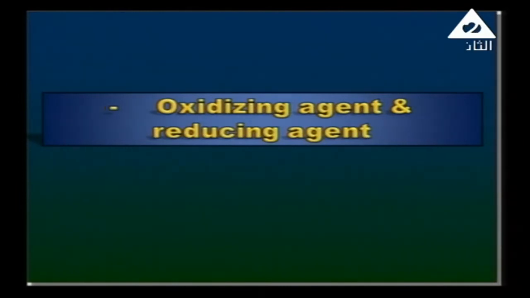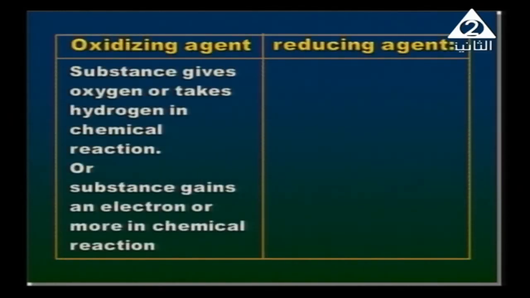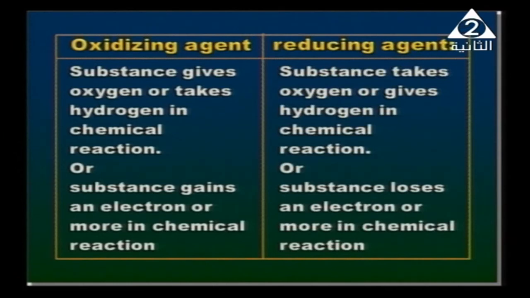Show the difference between oxidizing agent and reducing agent. Oxidizing agent is a substance that gives oxygen or takes hydrogen in the chemical reaction, or a substance that gains an electron or more in the chemical reaction. Reducing agent is a substance that takes oxygen or gives hydrogen in the chemical reaction, or a substance that loses an electron or more during the chemical reaction.